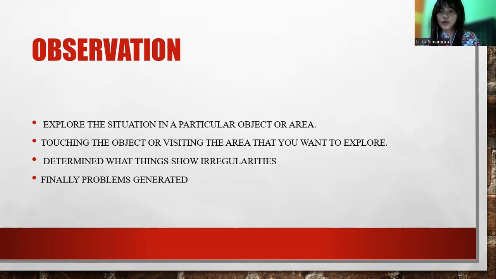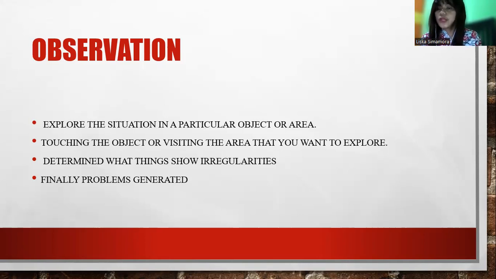So we cannot draw a conclusion by doing a long distance observation. We have to reach that place. We have to touch that thing. The second one is touching the object or visiting the area. As I mentioned before, we have to touch that thing and also visit that area. We cannot do a long distance observation. That is forbidden. And the third, determine what things are irregular.